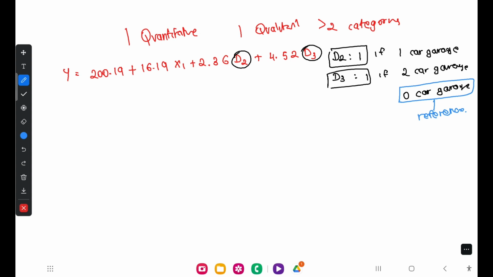In the previous example, we had only included two categories, that whether the garage is present or not. Here we are including three categories: there is one car garage, there is two car garage, or there is no car garage in the house. So I'm going to put 1 for D2 if there is one car garage. I'm going to put 1 for D3 if there are two car garages. And if both are 0, then that means there are no car garages at all.